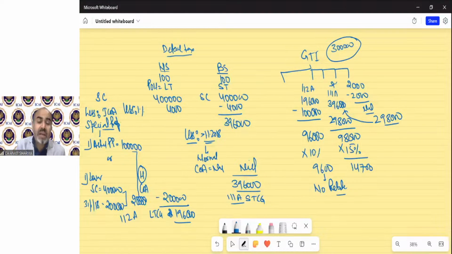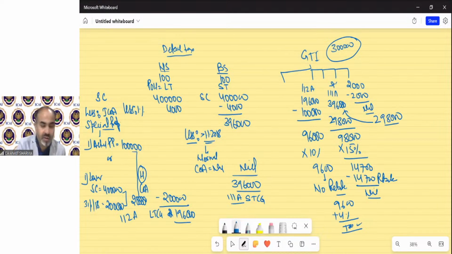No rebate can be claimed out of this. So rebate can be a maximum of 25,000. But because this is long-term capital gain 112A, you cannot claim the rebate of 25,000. So the tax of 14,700 on short-term gain will be fully rebated, there will be no tax on this. This 9,600 on the 96,000 plus 4% cess will be your tax liability. This was question number 1.